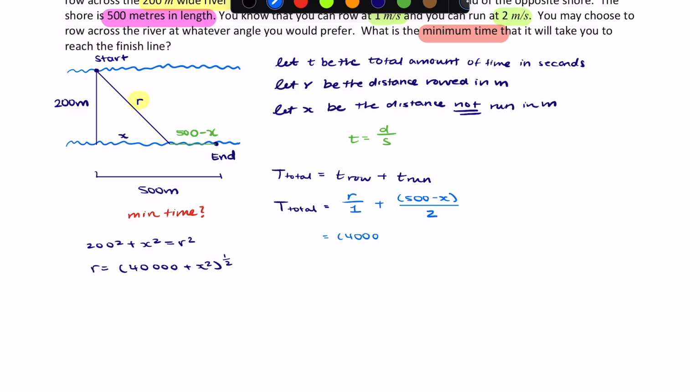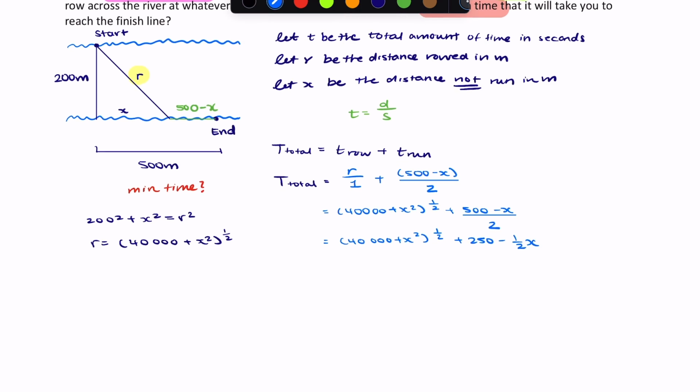Okay, so here, take a look at this. You can sub the value back in. So here R is 40,000 plus x squared to the power of 1 over 2 plus 500 minus x over 2. So here we're going to rewrite this as 40,000 plus x squared to the power of 1 over 2 plus 500 over 2, which is 250 minus 1 over 2 x.